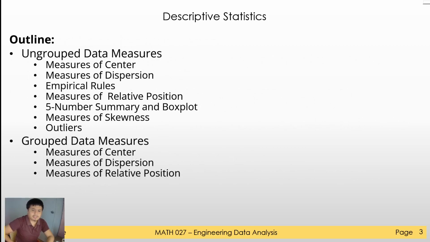Okay, so for the outline, we will discuss the ungrouped data measures and the grouped data measures. For the ungrouped data measures, we have the measures of center, dispersion, empirical rules, the measure of relative position, the box plots, measure of skewness, and outliers.